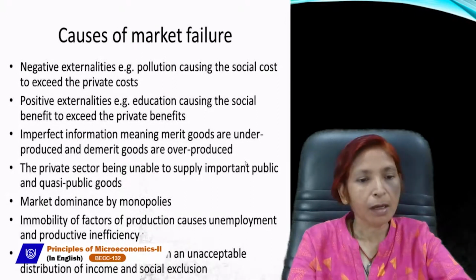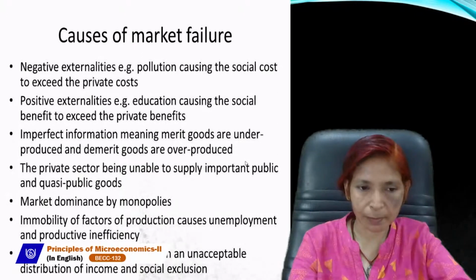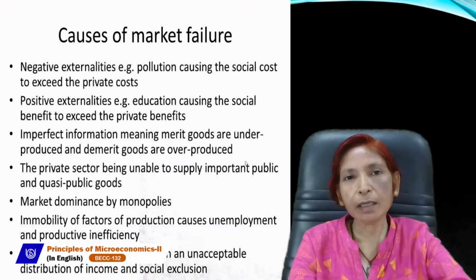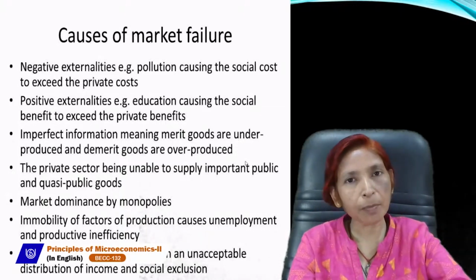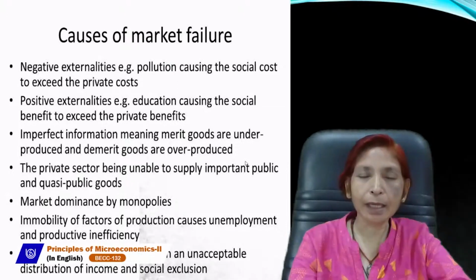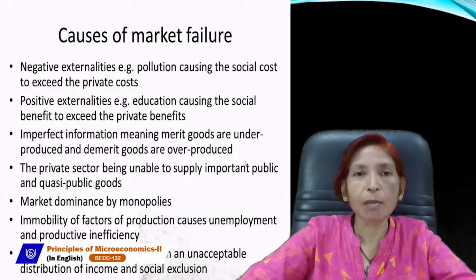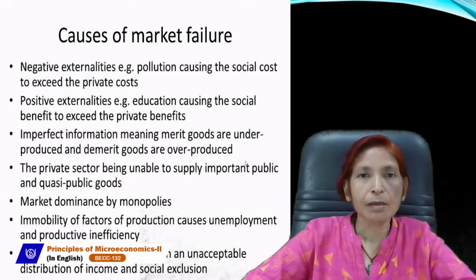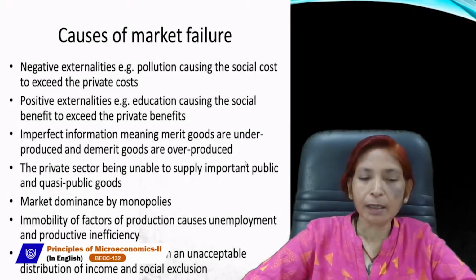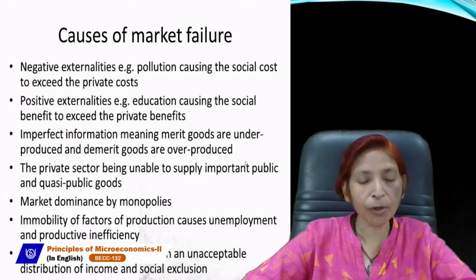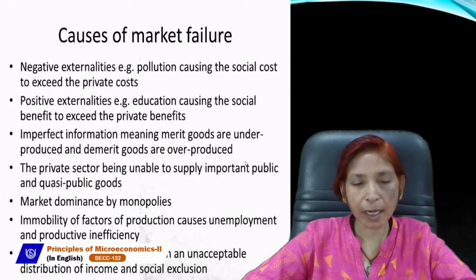Next is market dominance by monopolies. A monopoly market is a market in which only a single seller exists. When a single seller exists in the market, then a monopoly market exists, and the monopoly firm always determines the price and output of the commodity itself.